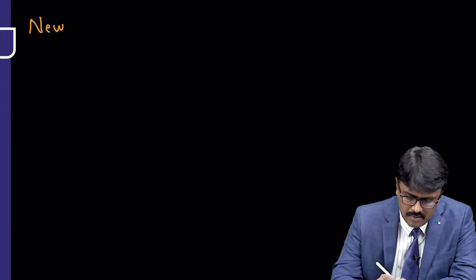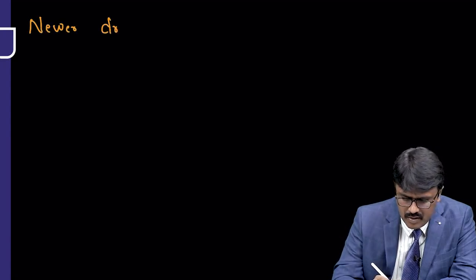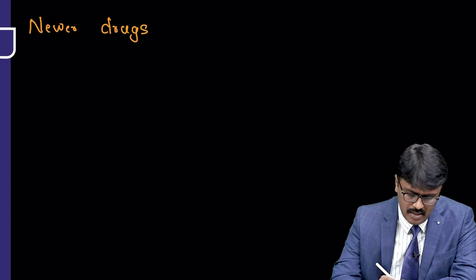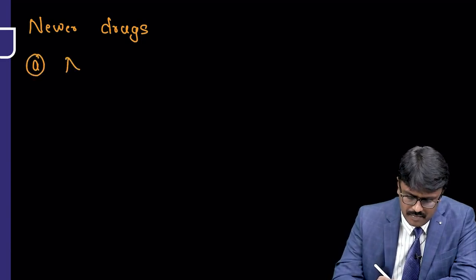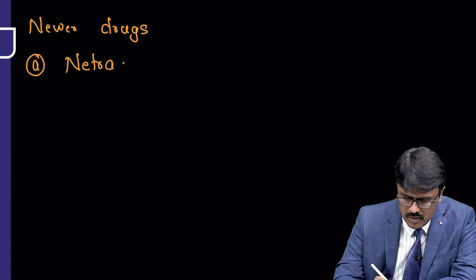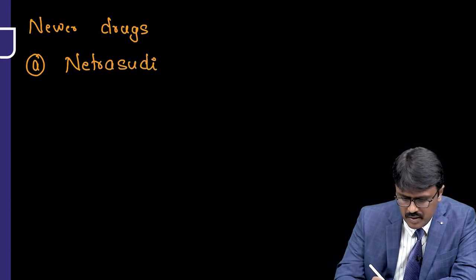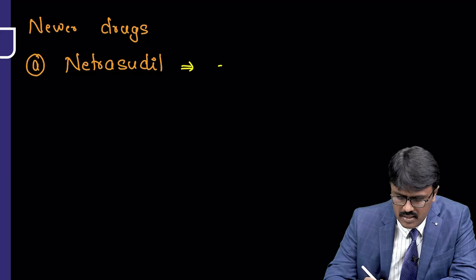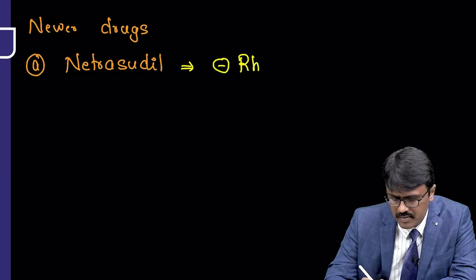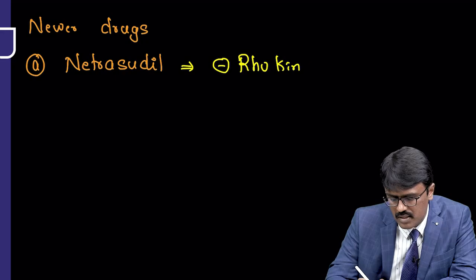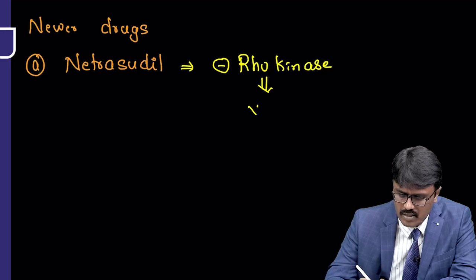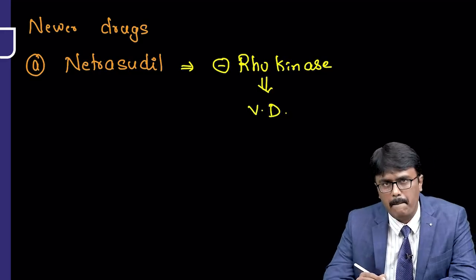Now coming to the last important aspect, the newer drugs. We have newer drugs for glaucoma. What are the newer drugs? Number one, we have a drug by the name Netarsudil. So what does it do? It inhibits an enzyme called Rho kinase. When it inhibits the enzyme Rho kinase, that will lead to vasodilation in the trabecular area.